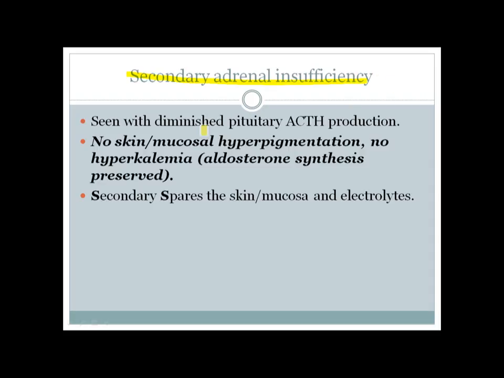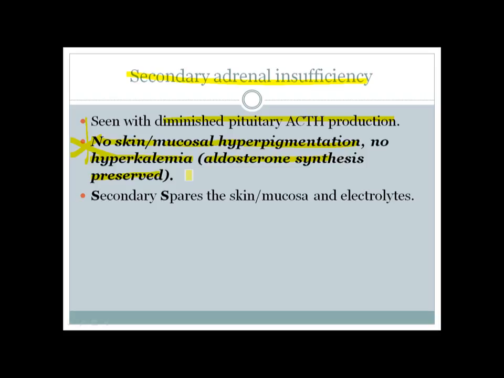So there will be a diminished pituitary ACTH production, and that's why one very striking difference between primary and secondary is there is no skin or mucosal hyperpigmentation and no hyperkalemia, because aldosterone synthesis is preserved. As you might remember from your previous knowledge, aldosterone synthesis is actually under the control of the renin-angiotensin-aldosterone system.